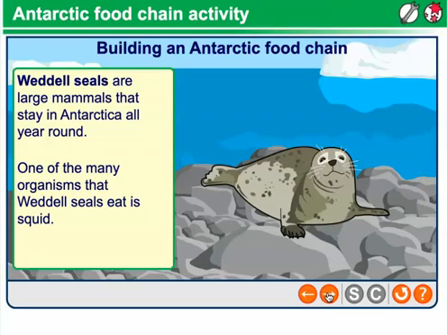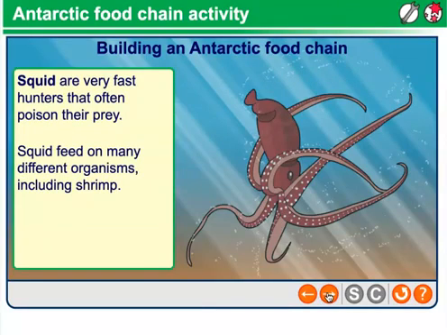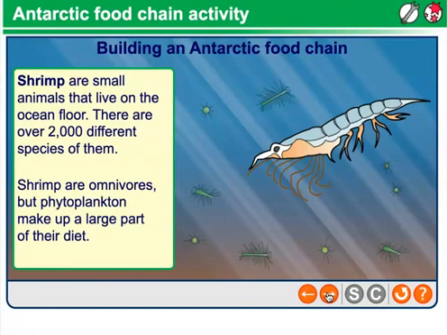One of the many organisms that Weddell seals eat is the squid. Squid are very fast hunters. They often poison their prey before consuming them. They also feed on many different organisms, including shrimp. Shrimp are small animals that live in the ocean, specifically near the ocean floor. There are over 2,000 different species of them. They are omnivores, but phytoplankton make up the vast majority of their diet.